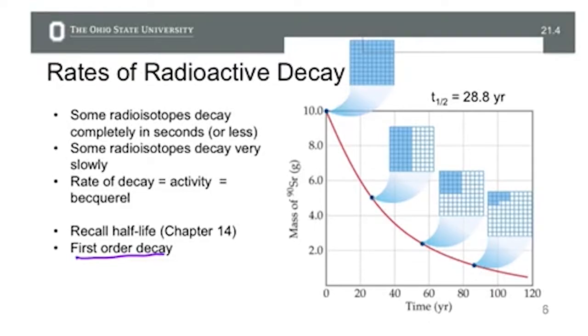Again, our first-order decay and half-life follows this equation: t1/2 equals 0.693 over k, where k is the rate constant.